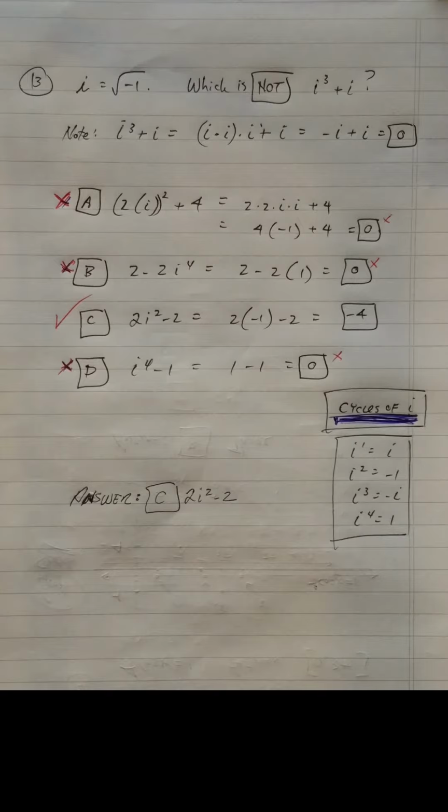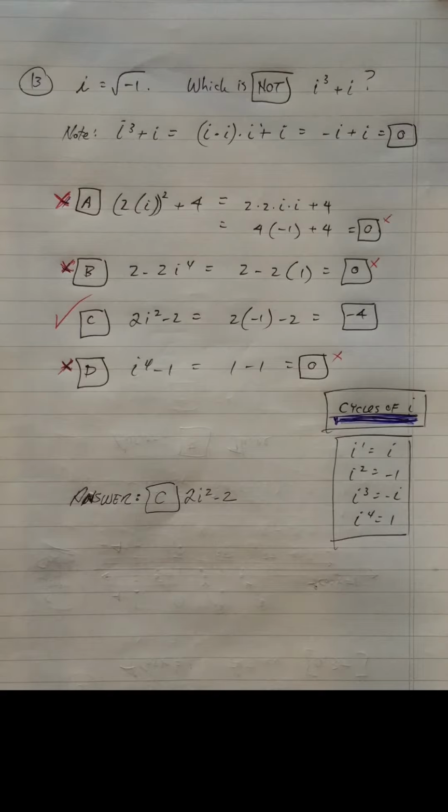One at a time, choice A is incorrect, because 2 times i squared is 2 times 2 times i, which is 4 times -1. So then we'll have -4 plus 4, which is 0, which is the same as the expression above. Choice B is also the same as the expression above. For 2 minus 2i to the fourth will be 2 minus 2 times 1, which is also 0.